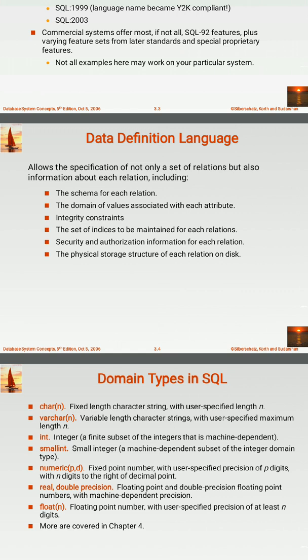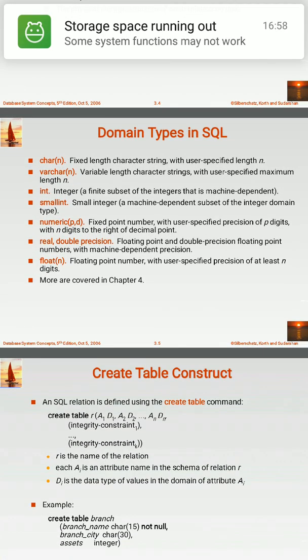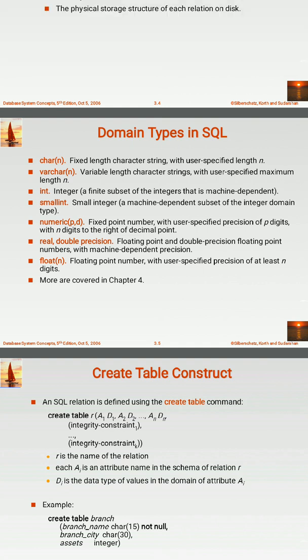Now, there are different domains in structured query language. First domain is char(n). The length of character is fixed. For example, length may be n characters. Then is varchar(n), where n is the maximum length. Varchar(n) means variable length character strings. Then is smallint, which means small integers, a machine dependent subset of the integer domain type.